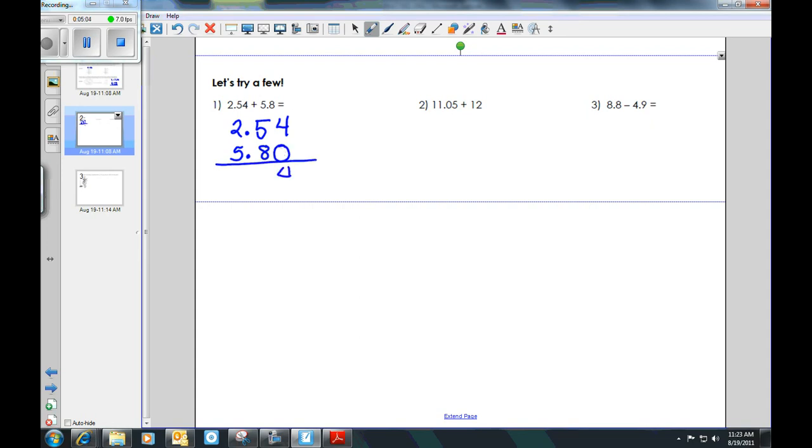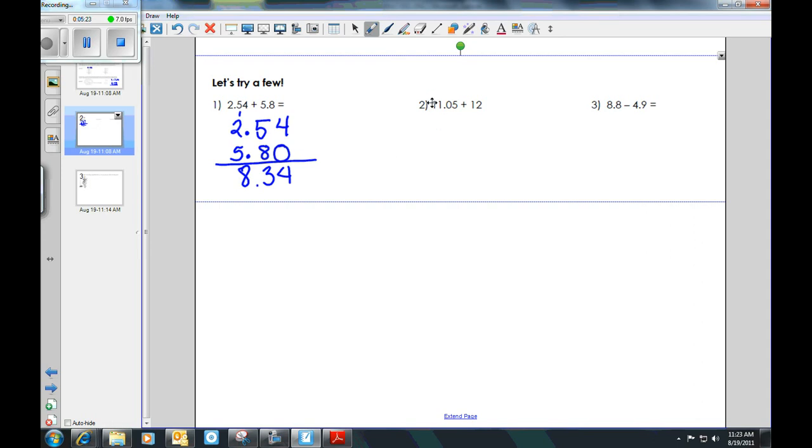Now, when you're doing your homework, I want to see this written out, and I also want to see you carrying your ones or your twos or however you're adding. I need to see the evidence of you actually doing your work. So we end up with 8 and 34 hundredths here.